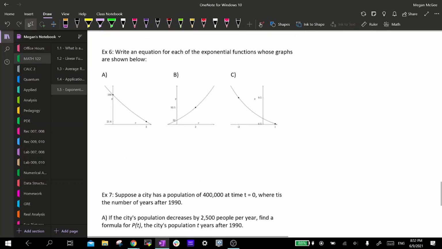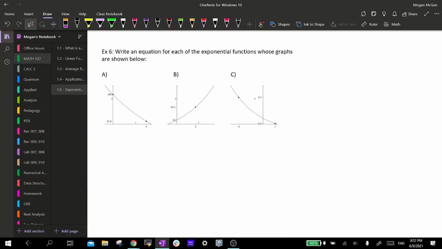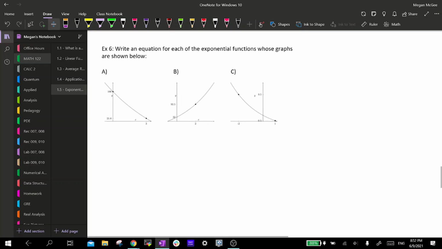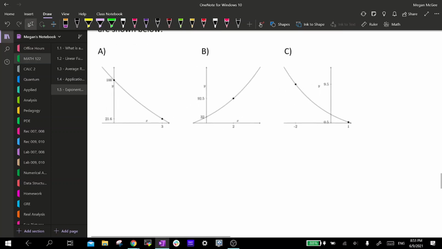Okay. Example 6. Write an equation for each of the exponential functions whose graphs are shown below. In each of these situations, we are given 2 points, and we need to come up with an equation for the exponential function based on the 2 points. We can do that for a linear function. We've been able to find the slope and then plug it into our equation of a line. Now we're going to do a similar thing with exponential functions. So let's look at graph A.